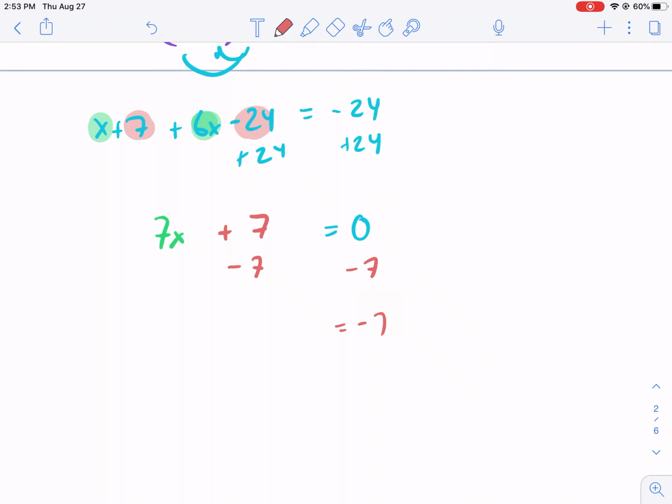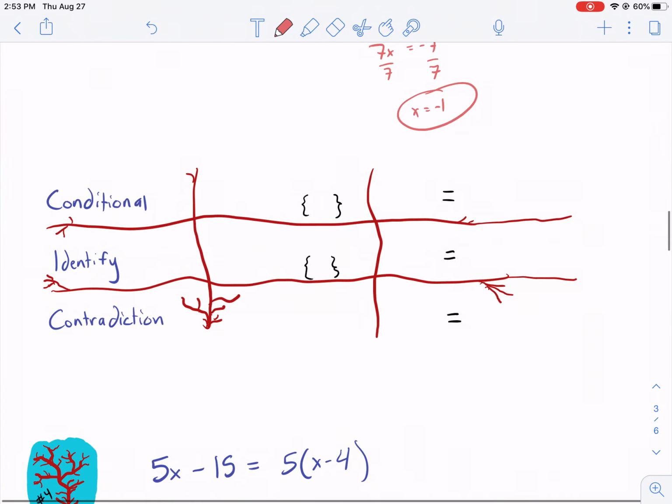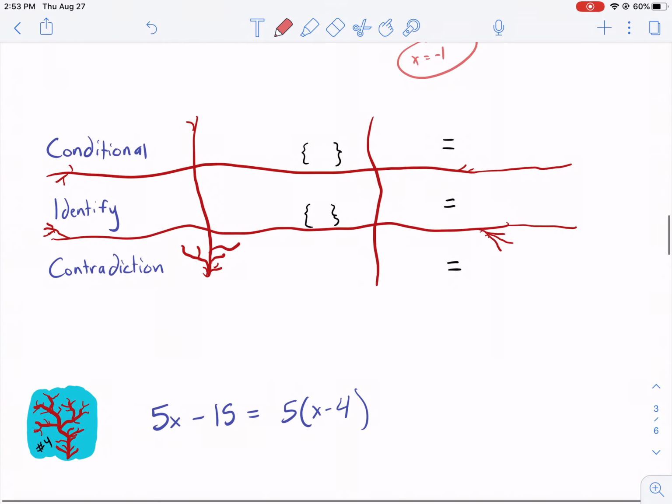Now we have negative 7 equals 7x. We divide by 7 to finish it off. We get x equals negative 1. That's our solution set.